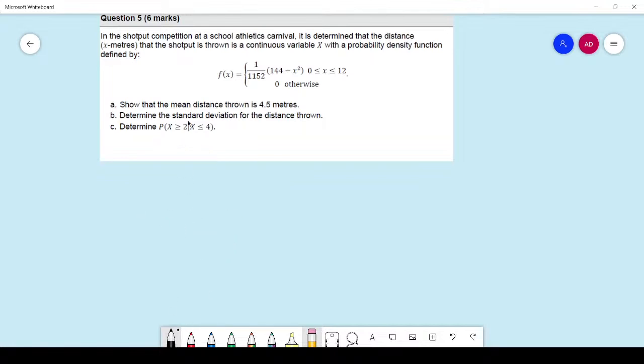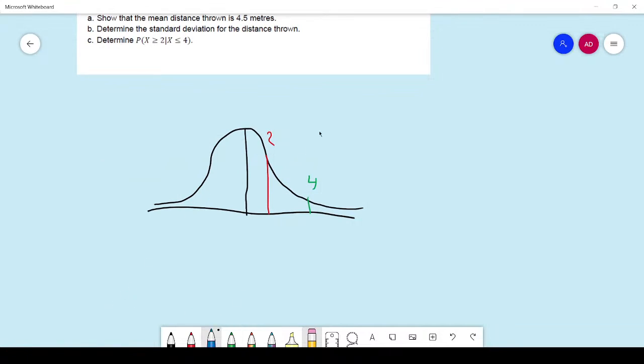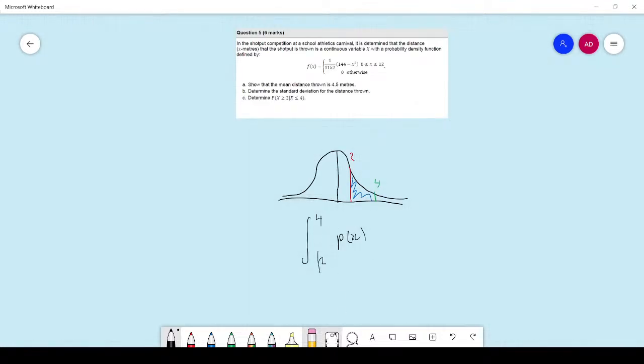And then the last question, probability of x greater than 2 and less than 4. If we think of it as a bell curve, something like this, let's say here is x greater than 2, and then here is x less than 4. What we should do is just take the integral, so we need this blue area here. We take the integral between 2 and 4 of p(x) dx. And that should give us our answer straight away. Again, you can just pop that on the calculator.